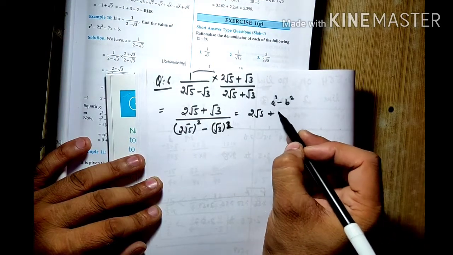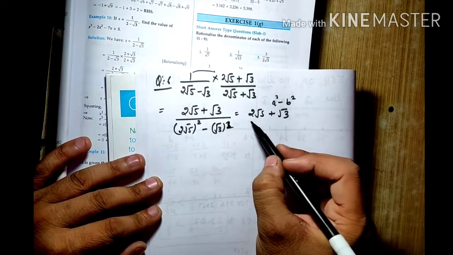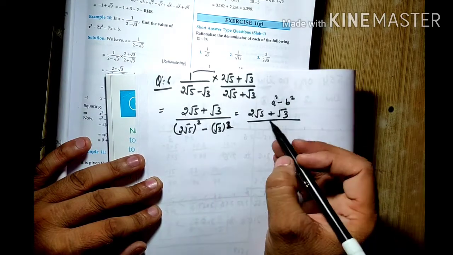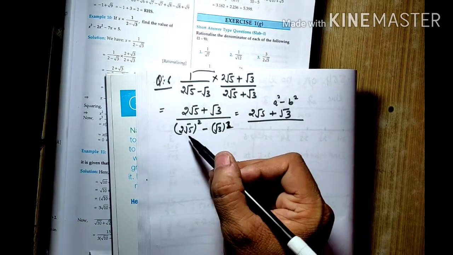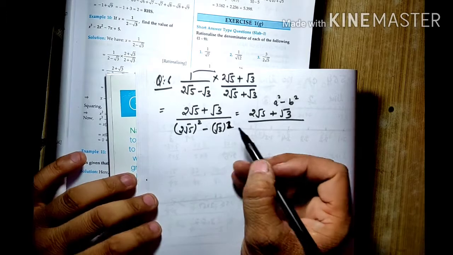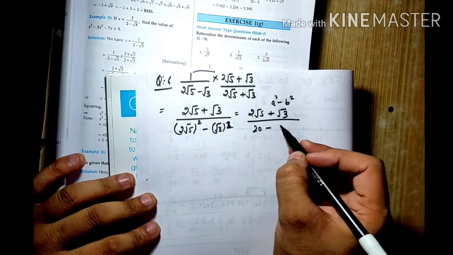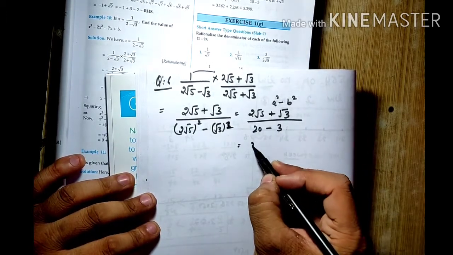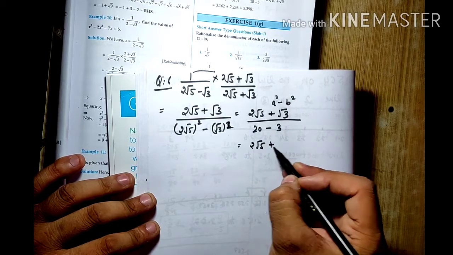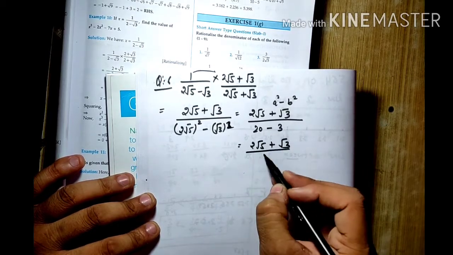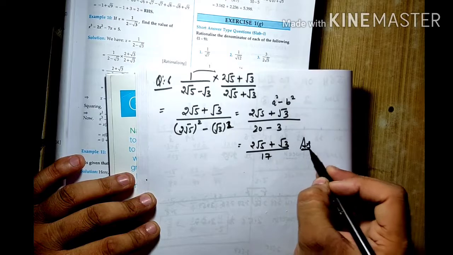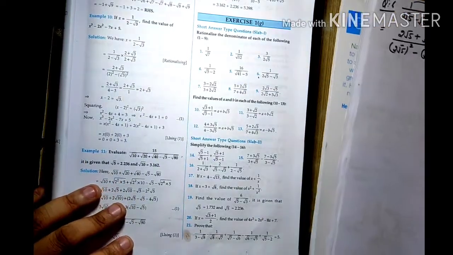2 root 5 plus root 3 upon 2 root 5 whole square will be 2 square 4 and root 5 square will be 5. 4 5 the 20. 20 minus 3. So the reduced form will be 2 root 5 plus root 3 upon 17. This is your final answer.